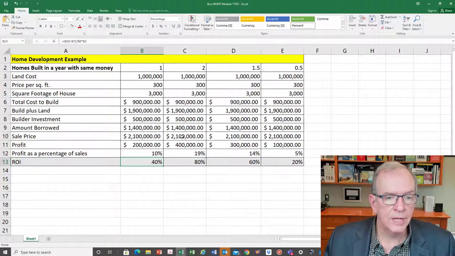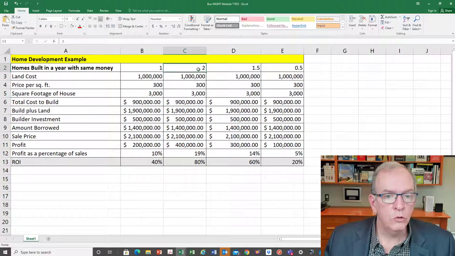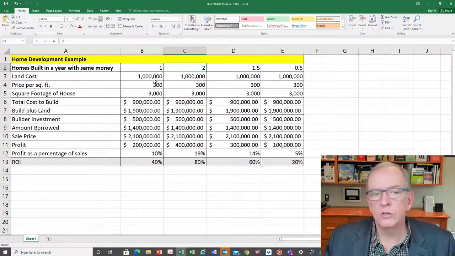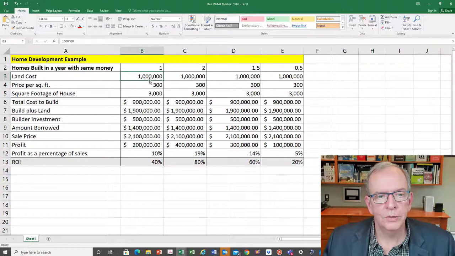I could try the same scenario, in this case, where I've got 2 homes I'm building a year. I've just used different numbers, much higher numbers, more likely in a big urban center. Think Toronto as an example would be more realistic here. And I plugged in these numbers. And so then I can see what my return on investment is looking like here.